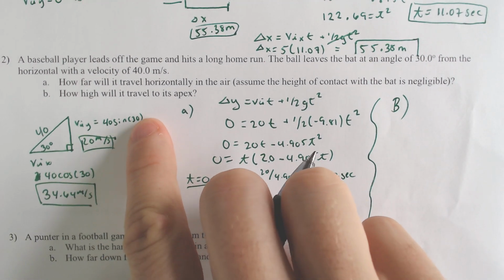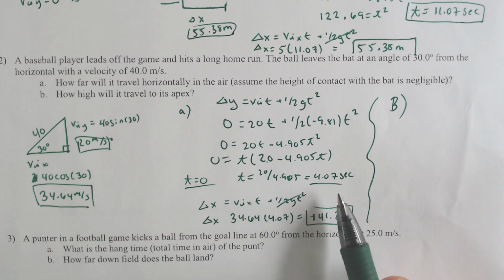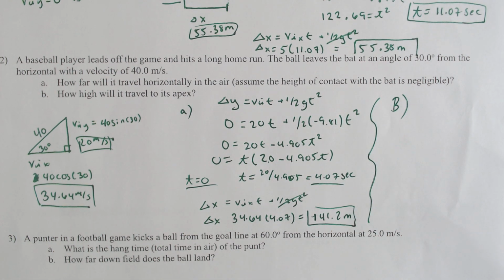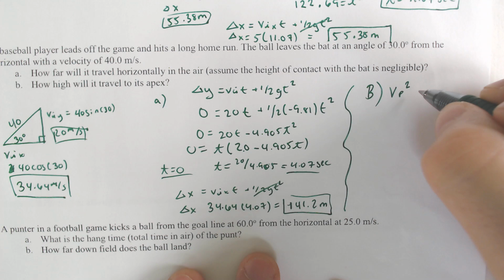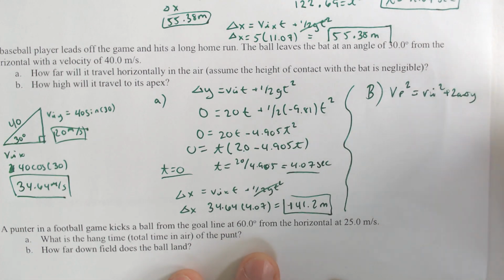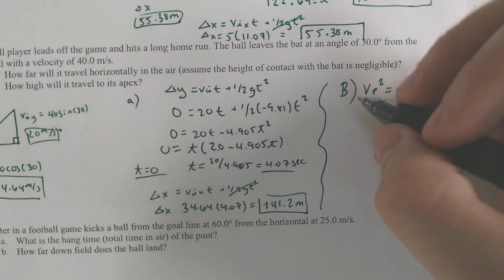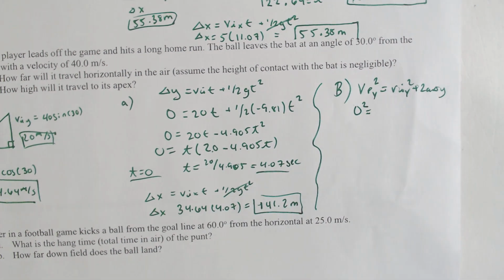All right. Part B. How high will it travel to its apex? So from here, you got options. I would recommend you could take this time and cut it in half because it will be at the max height at that time, and then you could plug it in. That's one option. The other option is you could say, well, V final squared equals V initial squared plus 2a delta y or delta x, but we want to know how high, so it's a delta y scenario. On the top, your final for y is 0.